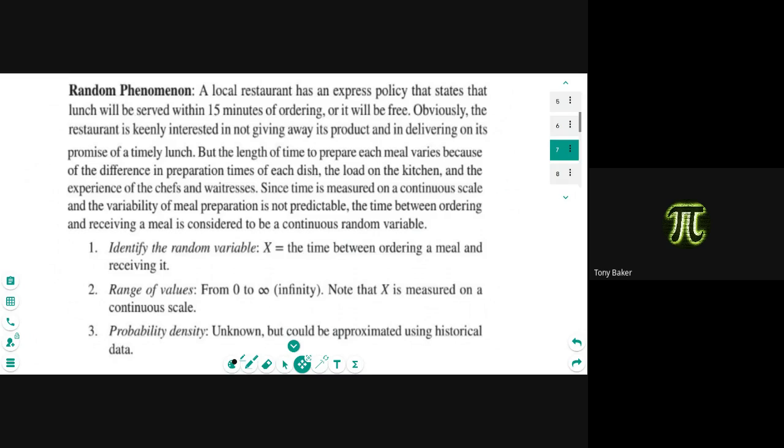This is continuous. So in this case, 0 to, I probably wouldn't necessarily put infinity. Technically, it could go to infinity, but in this type of real life situation, I probably would cap it. If you're going to tell me that the lunch is taking a couple hours, I'm walking out the door. I'm probably not going to stand around and wait for it. Even if you're giving it to me for free, I'm probably not going to wait for it.